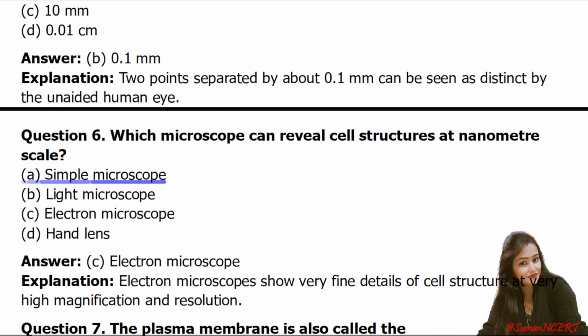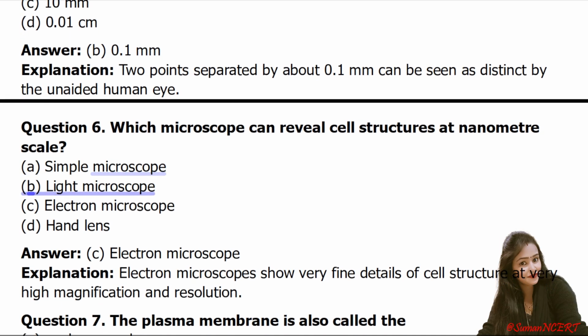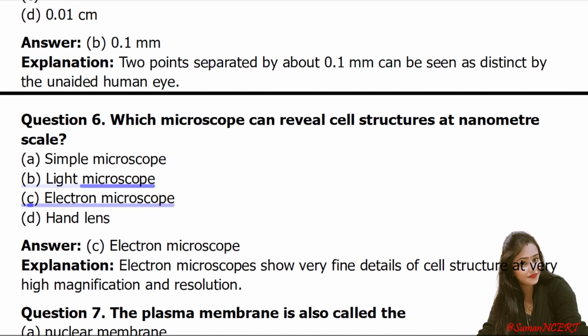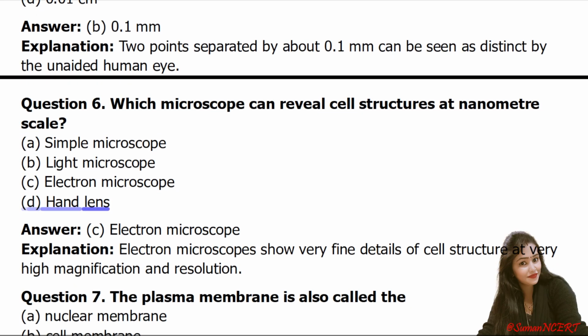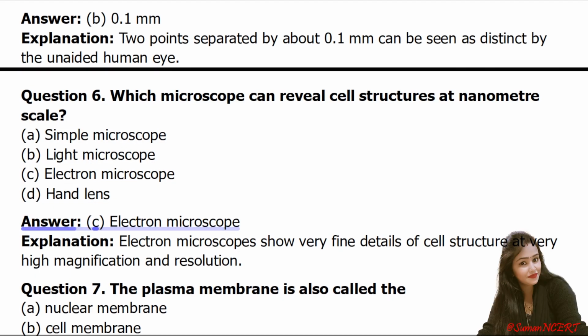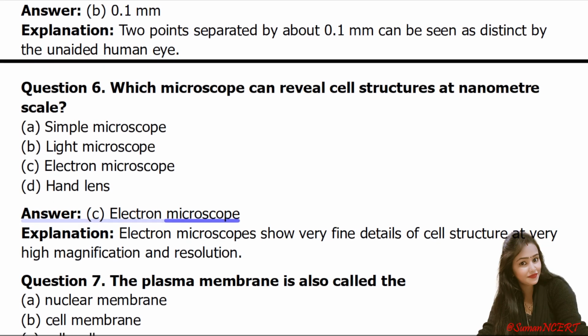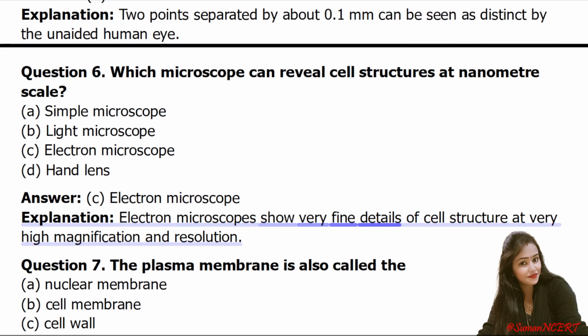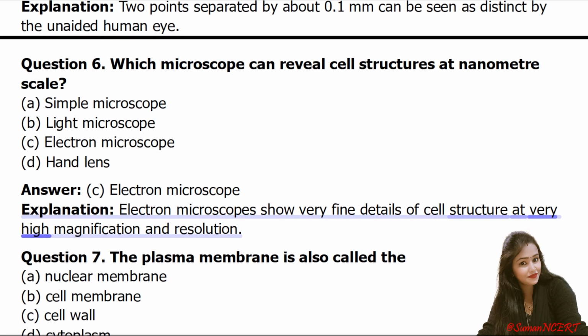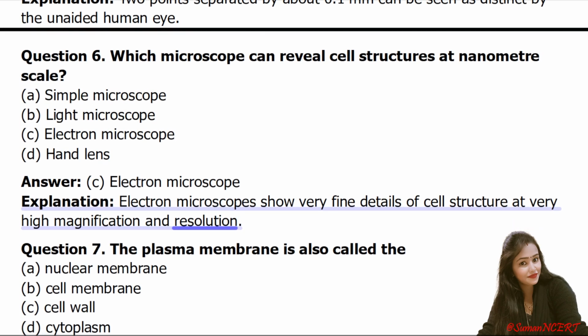Question 6. Which microscope can reveal cell structures at nanometer scale? A. Simple microscope. B. Light microscope. C. Electron microscope. D. Hand lens. Answer: C. Electron microscope. Explanation: electron microscopes show very fine details of cell structure at very high magnification and resolution.